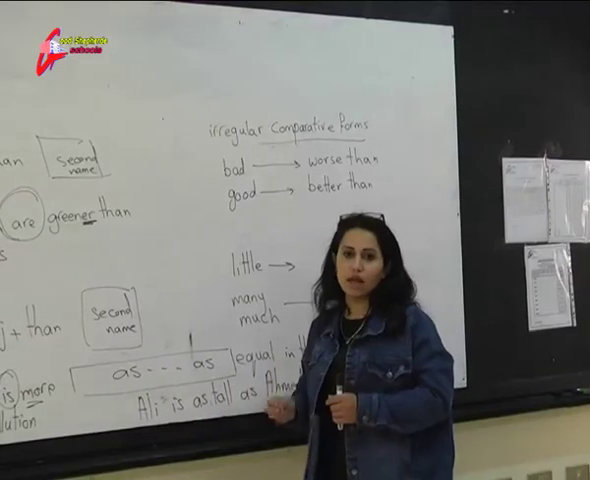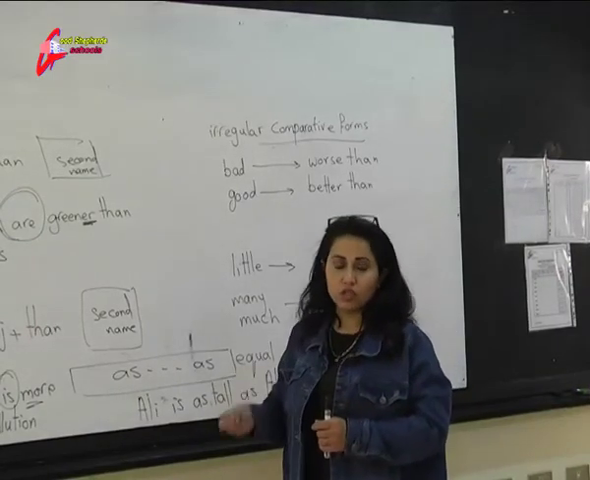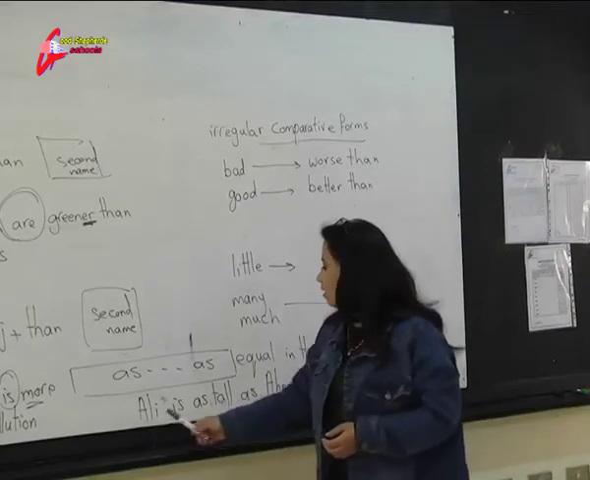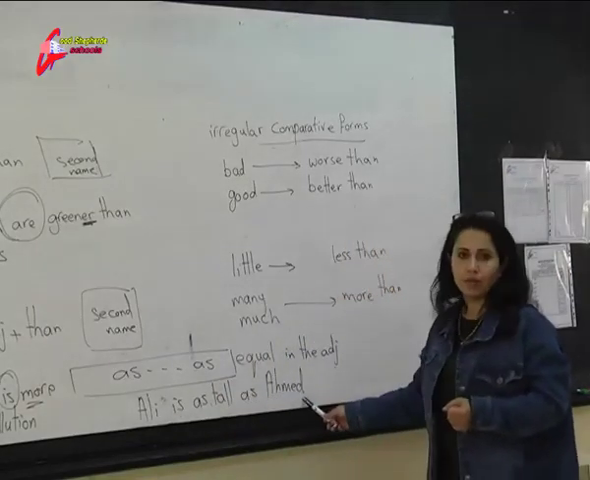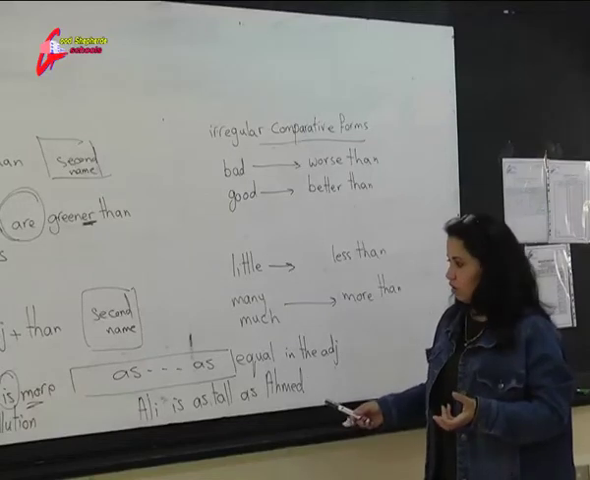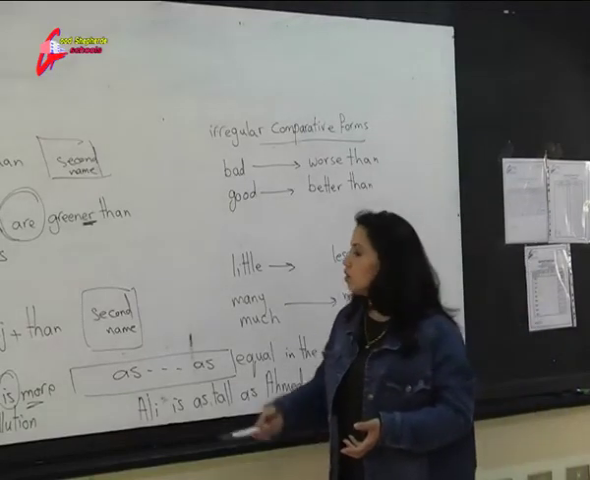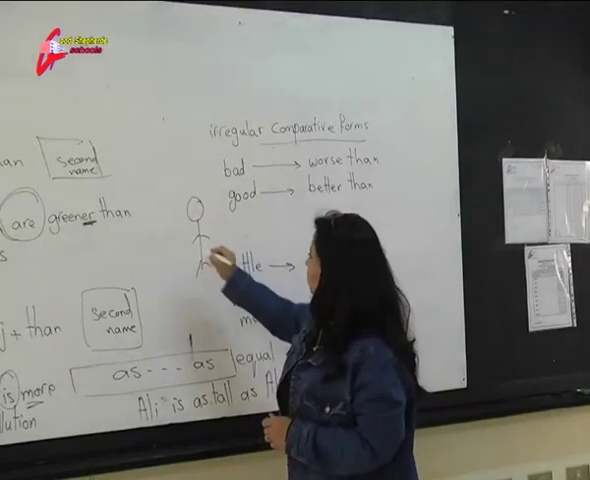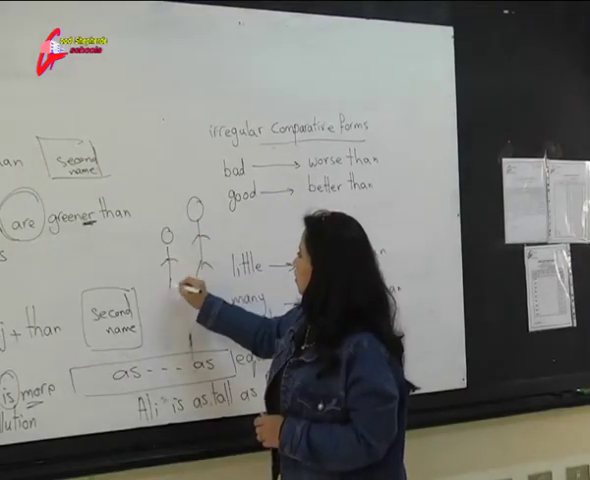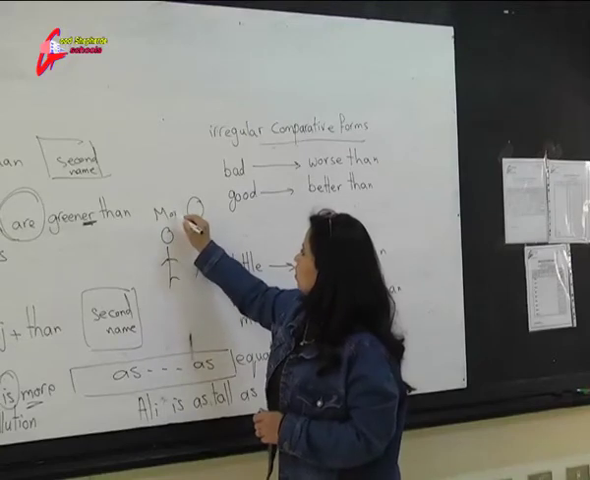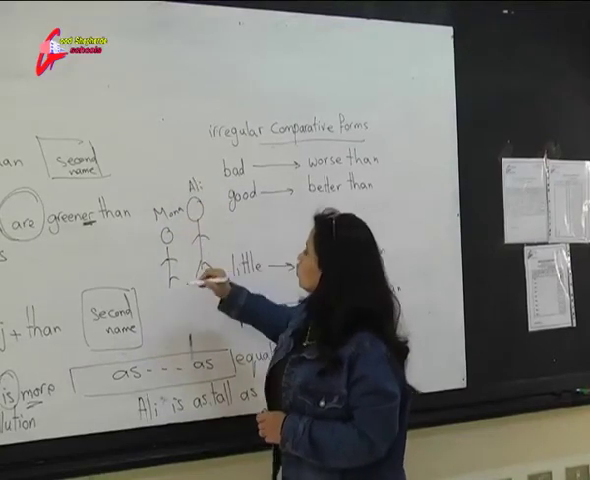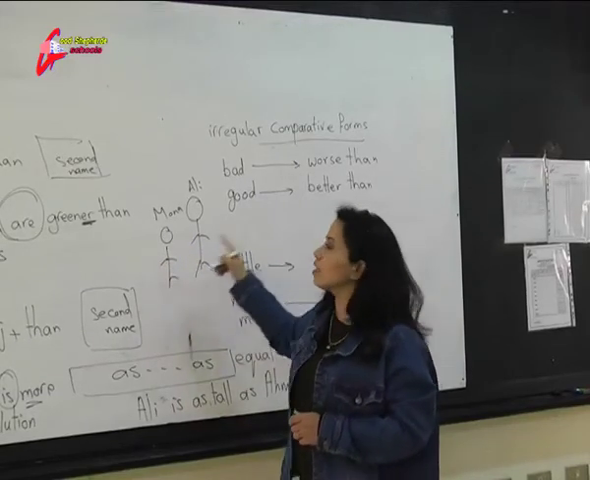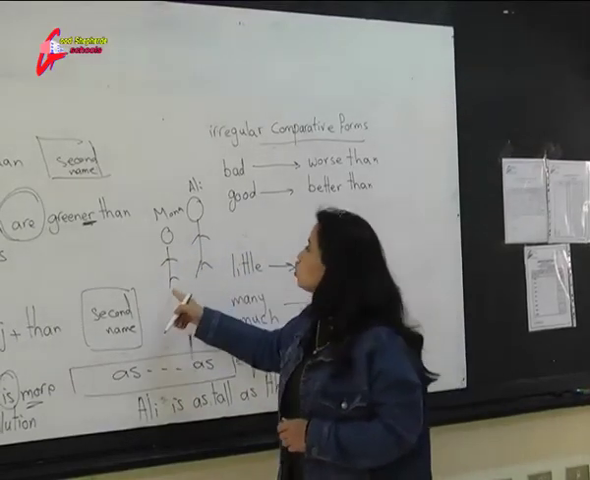We have another thing called as. We use as if we are talking about an adjective and the people are equal in it. Like, Ali is as tall as Ahmed. They are equal in this adjective. But if they are not equal, I will say, for example, if I have these people, and this is Mona, and we have here Ali. So Ali isn't as short as Mona, because Mona is shorter than Ali.